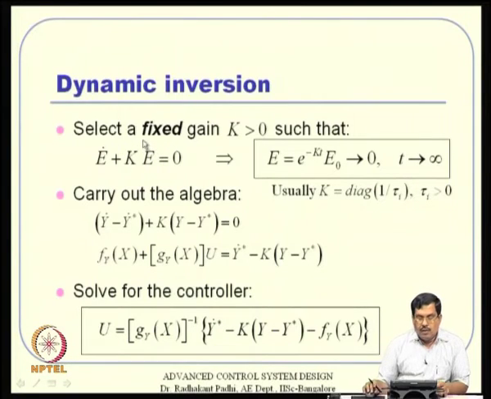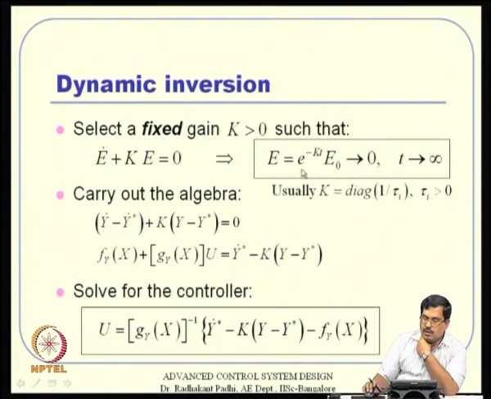Anyway, so coming back, it is like E dot plus k E equal to 0. That is what we want to do. We design a control in such a way that this dynamics should always be like this. If this dynamics is continuously satisfied, the solution is E equal to e to the power minus k t times E 0, where k is the control gain, a fixed gain, and k is positive definite. In a scalar sense it is positive, but in matrix sense it is positive definite.